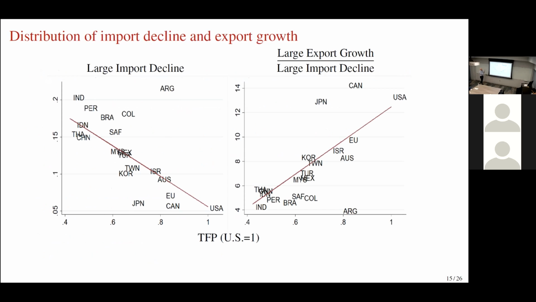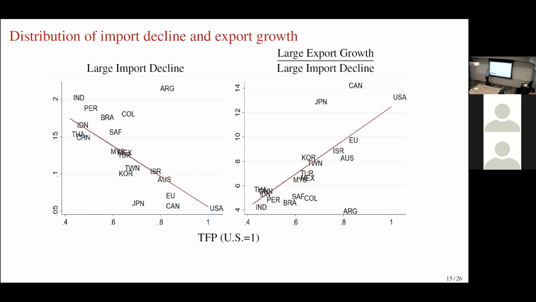So here's some motivation of what I was saying. Canada and Japan look similar in this dimension, but this is the frequency of large export growth divided by large import decline. If you're doing creative destruction, they should be about the same. So these lower countries here would be ones doing creative destruction, and the ones doing new varieties should have high export growth relative to large import declines. That's where you see the US be an outlier.